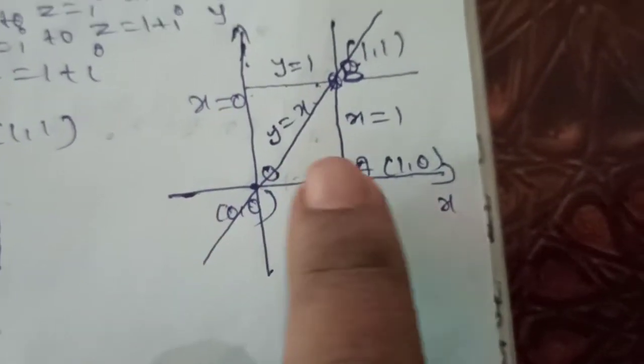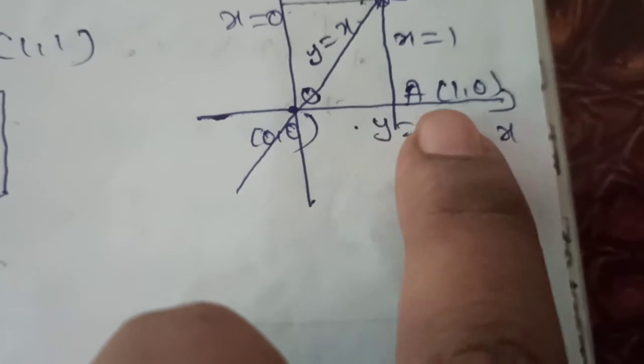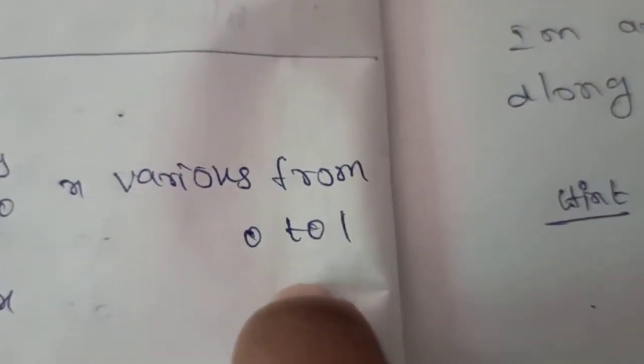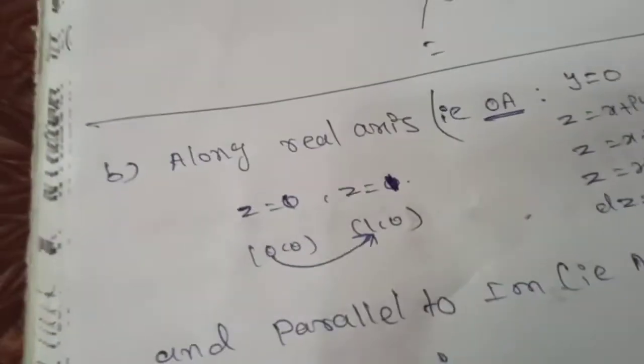Along OA, the x value limits: we take along OA, x varies from 0 to 1, therefore 0 to 1. Substitute here.